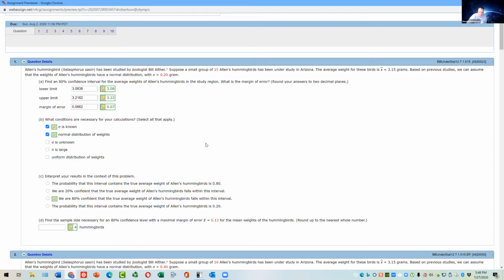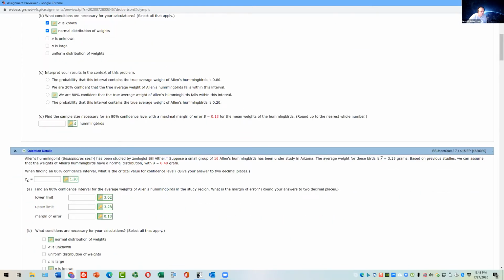Now, oh well, the answer's there, but we'll come to do that. Interpret your results. If you have an 80% confidence interval, all you're really saying is we are 80% confident that the true average weight of Allen's hummingbirds was, fill that in. You notice how I've said 95% confident, 90% confident, hate it, 80% confident, right? Whatever it happens to be. We say it in that way.